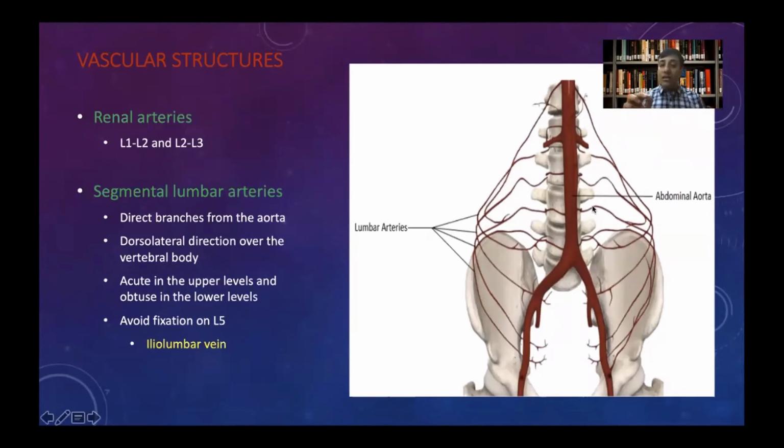Another important vessel that might be encountered is the iliolumbar vein, especially at the L5 level. So, how to prevent that? Many people actually advocate not using the fixating screws at L5 level. That can be done, but if you have to use the fixating screws, then you need to do a meticulous dissection over the vertebral body and see that none of the segmental arteries or veins are in the way, so that vascular injury can be minimized or avoided.